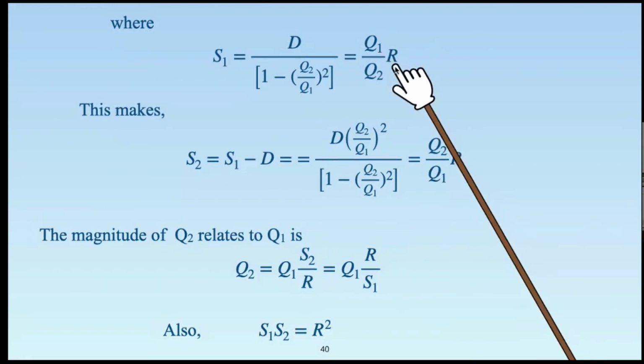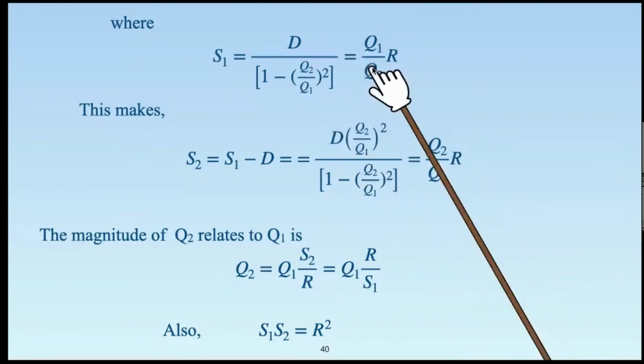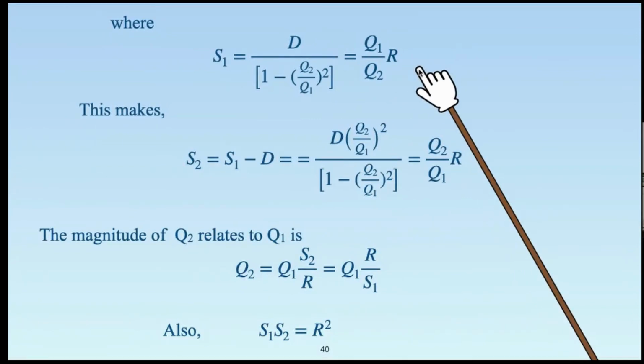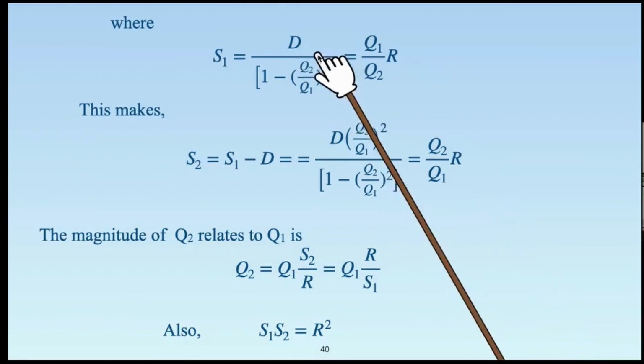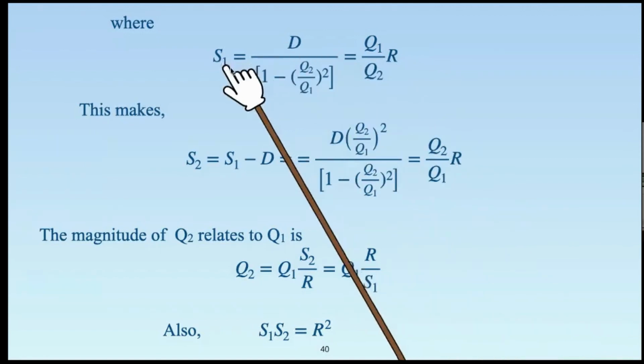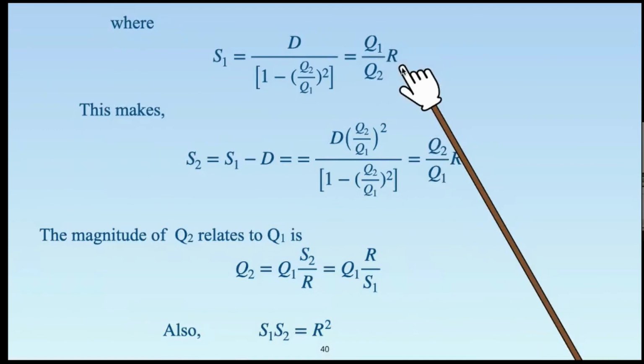R we have already expressed. R depends upon d, q1 and q2. So we can express this as equal to q1 by q2 times r. A bit of simplification is required. That part, of course, you can do with pen and notebook: substitute the r in terms of this equation and solve for S1. So check whether you get this as q1 upon q2 times r.